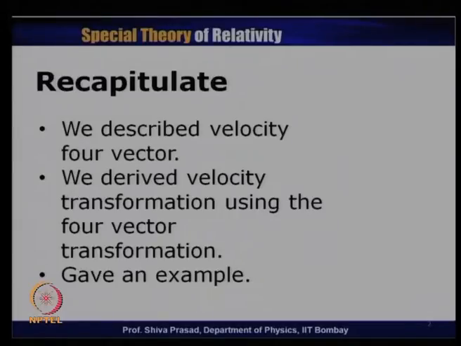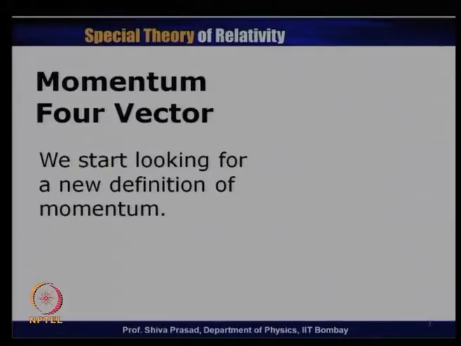Let us recall that the way we started looking at 4 vectors was eventually to define a momentum 4 vector. So, now let us start looking at a new definition of momentum. We have talked about displacement, then we talked about the velocity, now let us talk about the momentum. So, we now start talking about the momentum 4 vector and try to see how we have to look for a new definition of momentum.